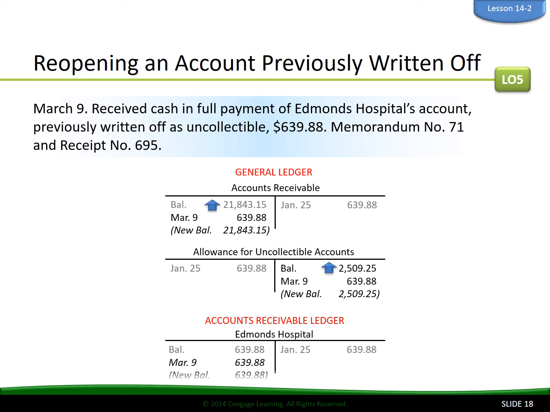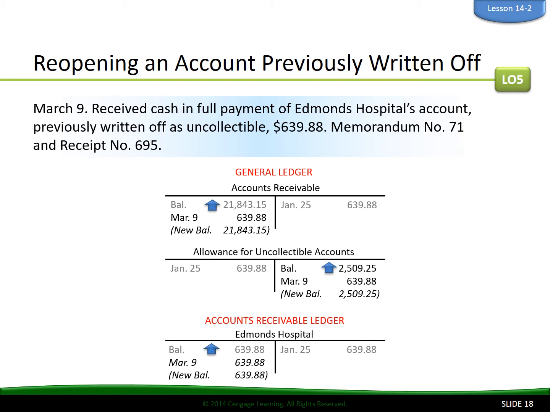Here's another example. On March 9th, received cash in full payment of Edmonds Hospital's account previously written off as uncollectible for $639.88. And this is memo number 71 and receipt number 695. Okay, so now we have the T account starting with the general ledger. March 9th, we'll have the balance of $639.88. Okay. So the new balance will be $21,843.15.